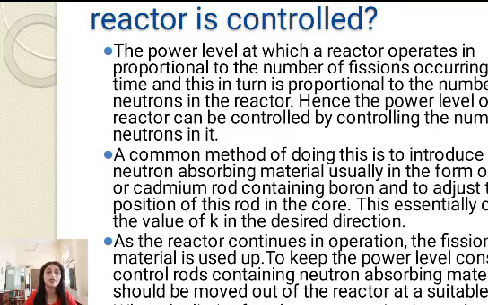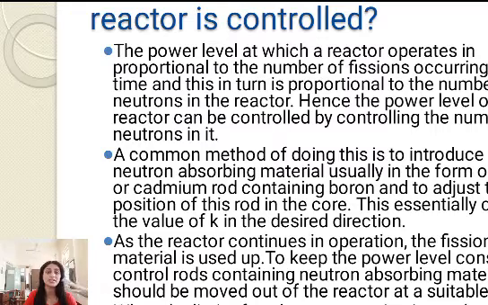And a common method of doing this is to introduce neutron absorbing material, which is generally in the form of steel or a cadmium rod containing boron, and to adjust the position of this rod in the core. This essentially changes the value of K in the desired direction. So what is K? It is the reproduction factor, which we have already studied in the 4-factor formula. So if the number of neutrons is increasing rapidly and you want fewer neutrons, because otherwise it will become an uncontrollable reaction, you will have to insert a neutron absorbing material inside the nuclear reactor.